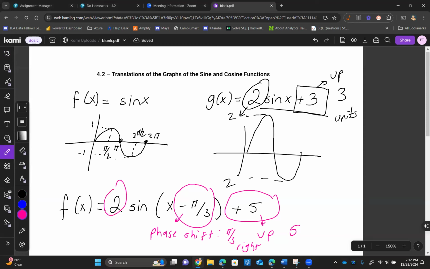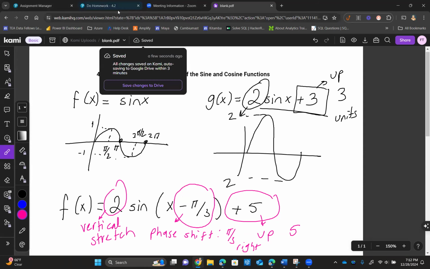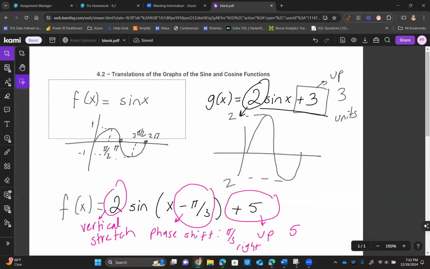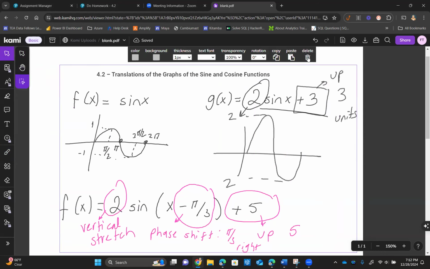And then the 2 in front is going to multiply the amplitude by 2. So this is going to cause a vertical stretch. These are the main ideas. When we look at our homework questions now, I am just going to open some room here for future problems, if I have any.